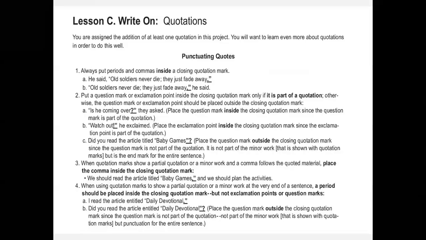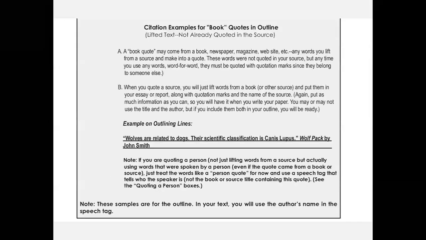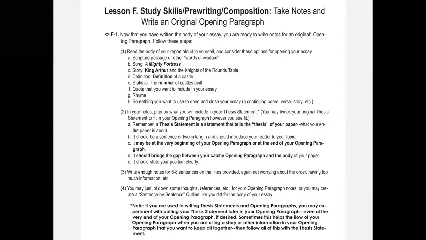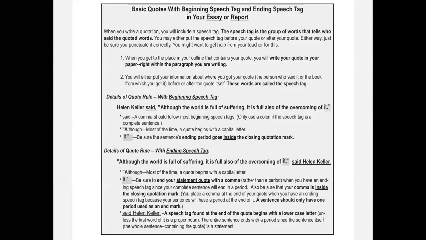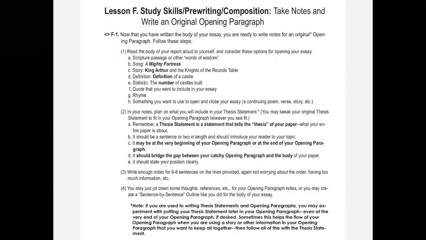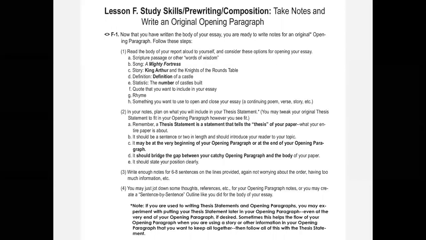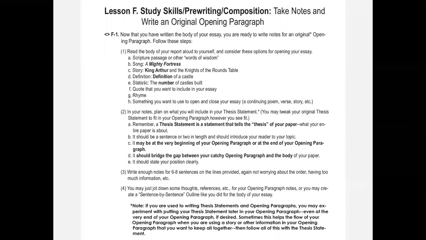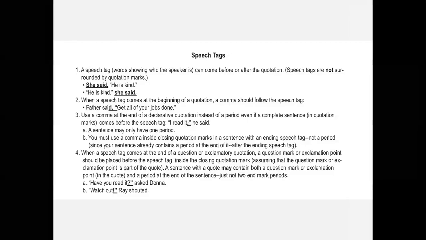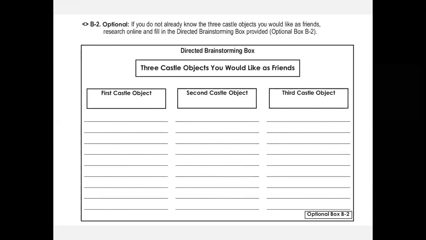All right, so let's go back over here. Then they're going to outline their paper, and that is not here, but they're going to outline their paper. All right, then after they outline their paper, they're going to write it. And they're going to come back and use this brainstorming box, right? This brainstorming box showed them, what do you need to know? Okay, you've written a suit of armor as one of your castle objects that you want to be friends with, but you don't know enough about it to write about it.